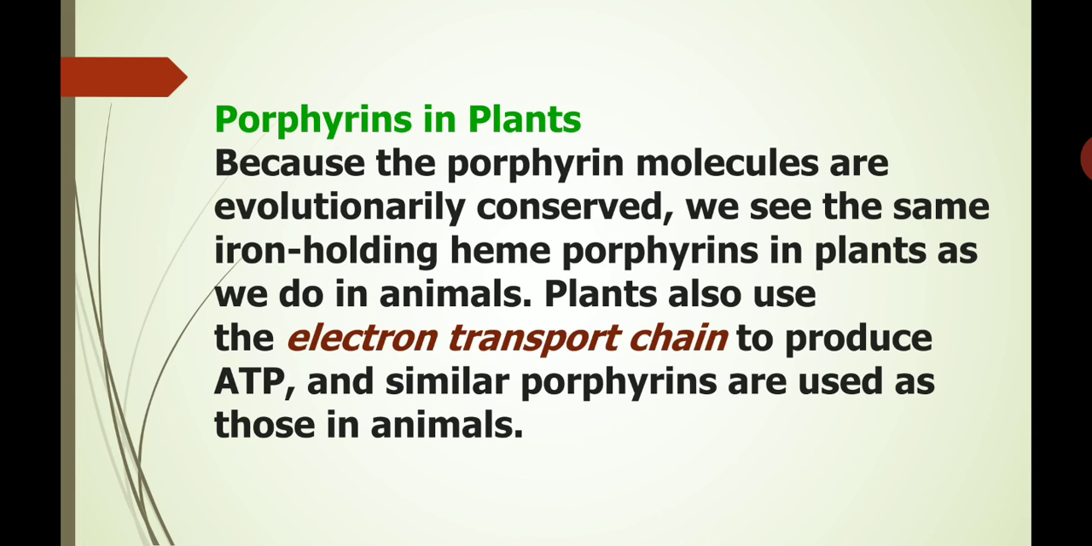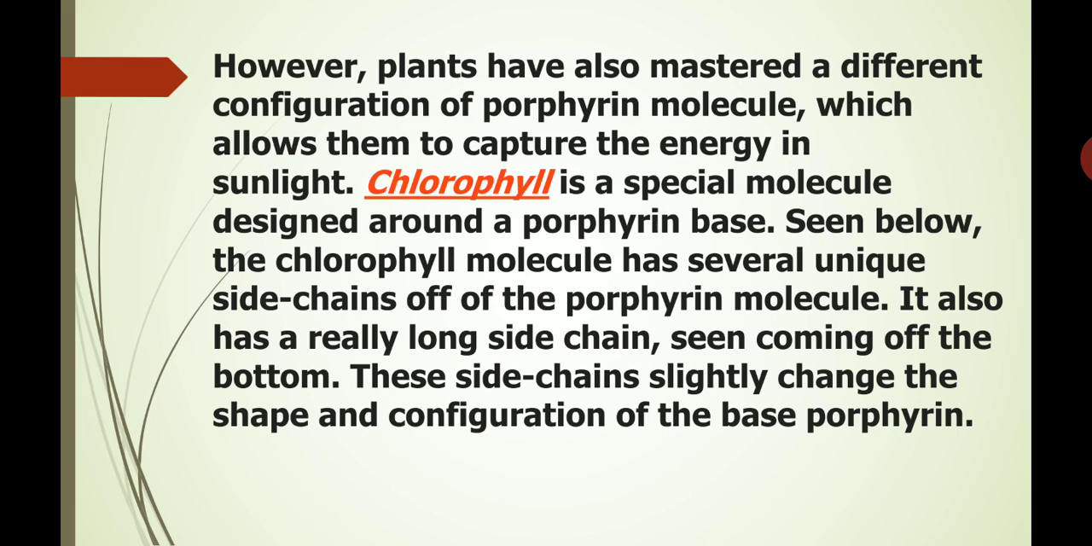Now we take up the topic of porphyrins in plants. Because the porphyrin molecules are evolutionarily conserved, we see the same iron holding heme porphyrins in plants as we do in animals. Plants also use the electron transport chain to produce ATP, and similar porphyrins are used as those in animals. However, plants have also mastered a different configuration of porphyrin molecule which allows them to capture the energy in sunlight.